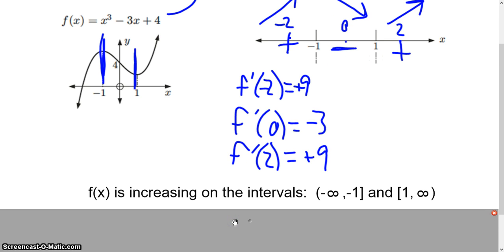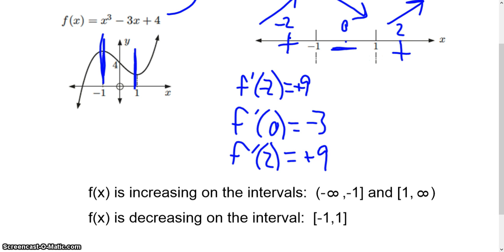So we would say that f of x is increasing on the intervals from -infinity to -1, and then also from 1 to +infinity. And then we would say that it is decreasing on the interval from -1 to 1.